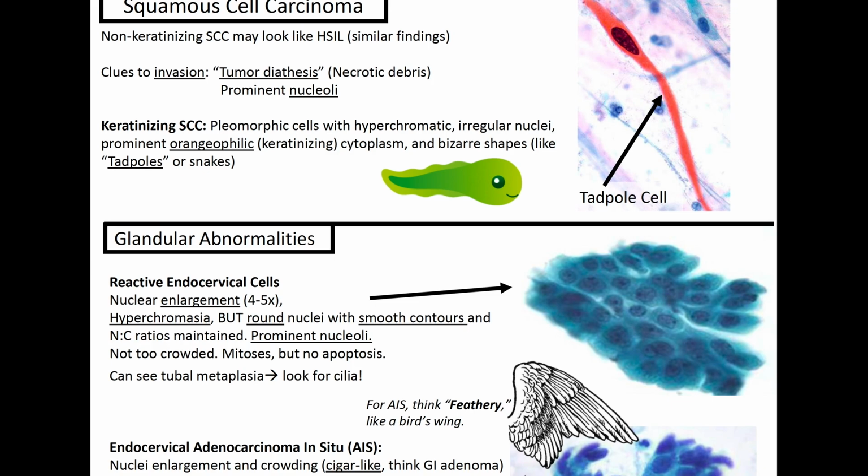So for squamous cell carcinoma, you're going to have non-keratinizing squamous cell carcinoma that may look like HSIL or have similar findings. And clues to invasion could be necrotic debris or tumor diathesis in the background with prominent nucleoli. And then you can have these tadpole or snake cells that are very irregularly shaped like this. And they can be prominently orangeophilic or keratinizing, as we see here, this orange. And just because you see some orange material on a pap doesn't necessarily mean it's squamous cell carcinoma. It could be parakeratosis or other things that can cause that orangeophilic appearance.